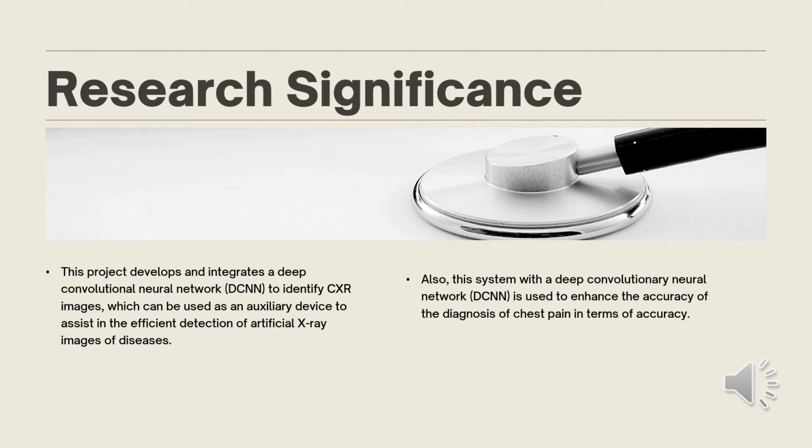Research significance. This project develops and integrates a deep convolutional neural network, DCNN, to identify chest X-ray images, which can be used as an auxiliary device to assist in the efficient detection of X-ray images of disease. Also, the system with a deep convolutional neural network, DCNN, is used to enhance the accuracy of the diagnosis of chest pain in terms of accuracy.